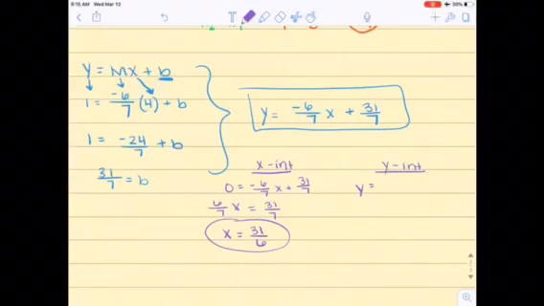For the y-intercept, I know that the x value is always 0. So I'm going to go ahead and replace x with 0. And I'm going to solve, and that gets me 31 over 7. Alrighty? Perfect. So you have now found the slope, the equation of a line, as well as the x and y intercepts.